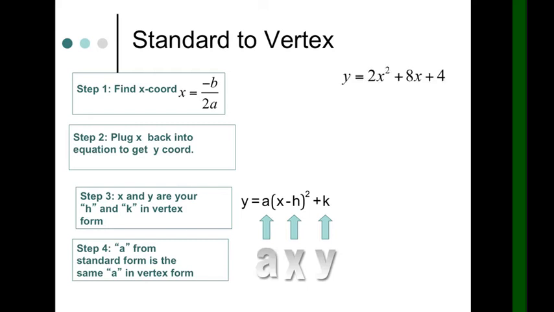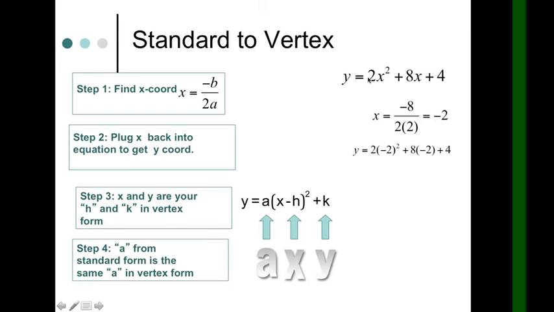Alright, let's have this example. y equals 2x squared plus 8x plus 4. A is equal to 2, b is equal to 8, and c is equal to 4. Using the formula, we have negative 8 over 2 times a, which is 2. 2 times 2 is 4, and negative 8 divided by 4 is negative 2. So our x is negative 2.